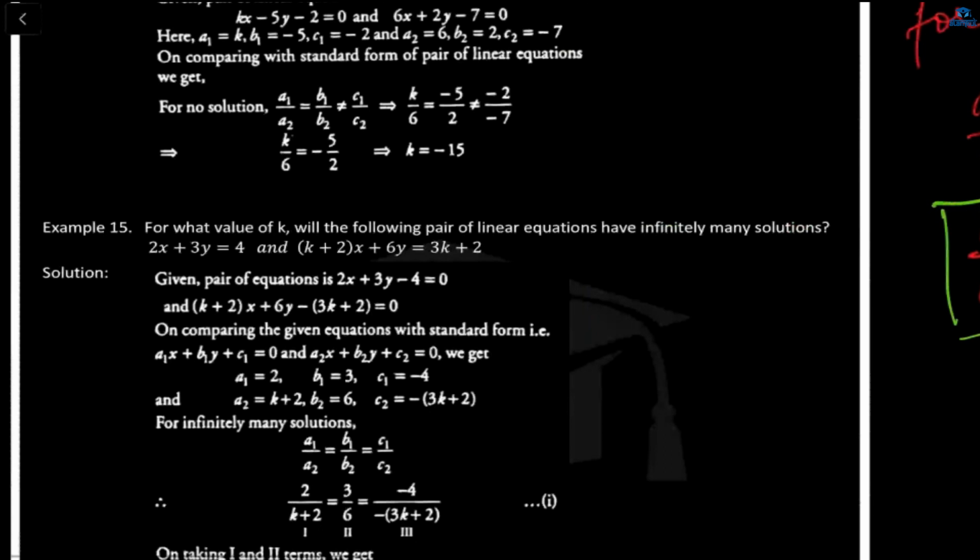For what value of k will the following pair of linear equations have infinitely many solutions? Okay, now again we are going to copy. Now what's written here? For what value of k will the following pair of linear equations have infinitely many solutions? For infinitely many solutions, what is the condition? Infinitely many solutions means what? That their lines will be coincident. So a1 by a2 will be equal to b1 by b2.